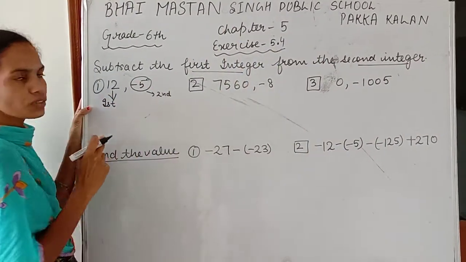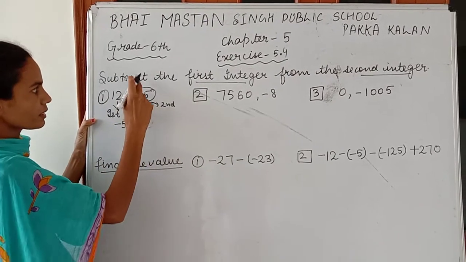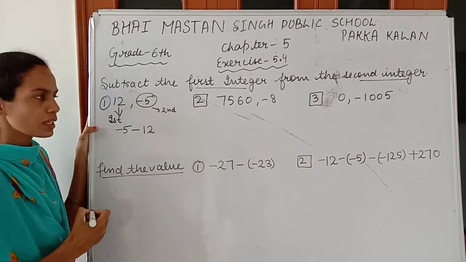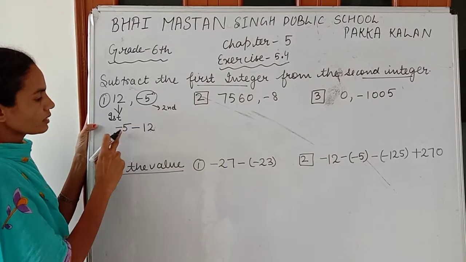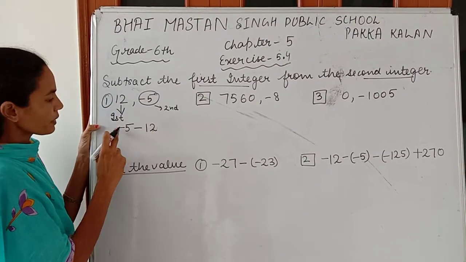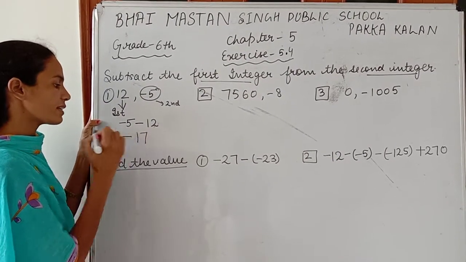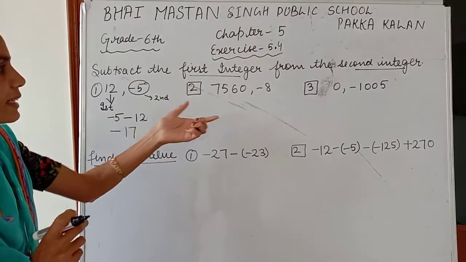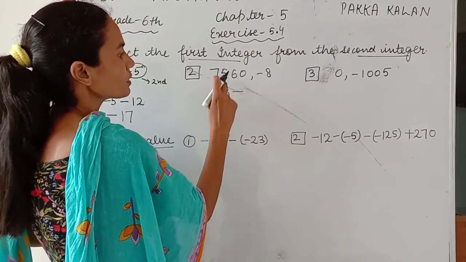It means the second we will write first. Minus 5 minus, subtract minus which number? 12. This is the first number, subtract, this is the second number, subtract from the first number. Minus minus plus, 12 plus 5, 17. The sign is negative because both are negative. Next one, the second integer minus 8, subtract from the first integer.